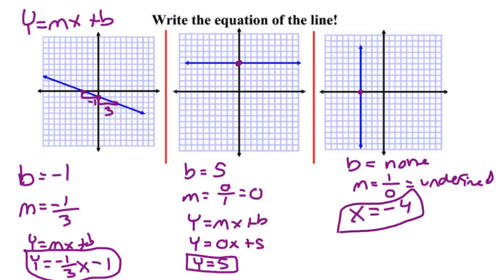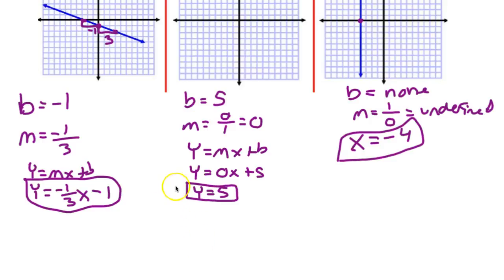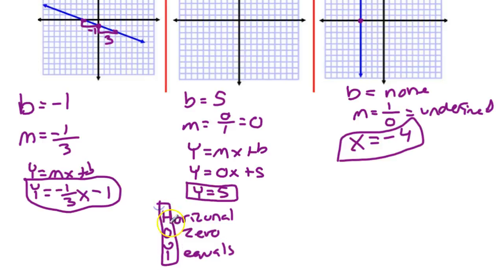Bam, boom, pow. I want to show you a way to remember these too. So I'm going to write hoy. In Spanish, hoy. So if you have a horizontal line going left to right, you're going to have a 0 slope. The O is really a 0. So your slope will be 0. And it's going to say y equals something. In this case, we had y equals 5. So if you remember hoy: horizontal, 0, y equals. That will help you remember this part right here.